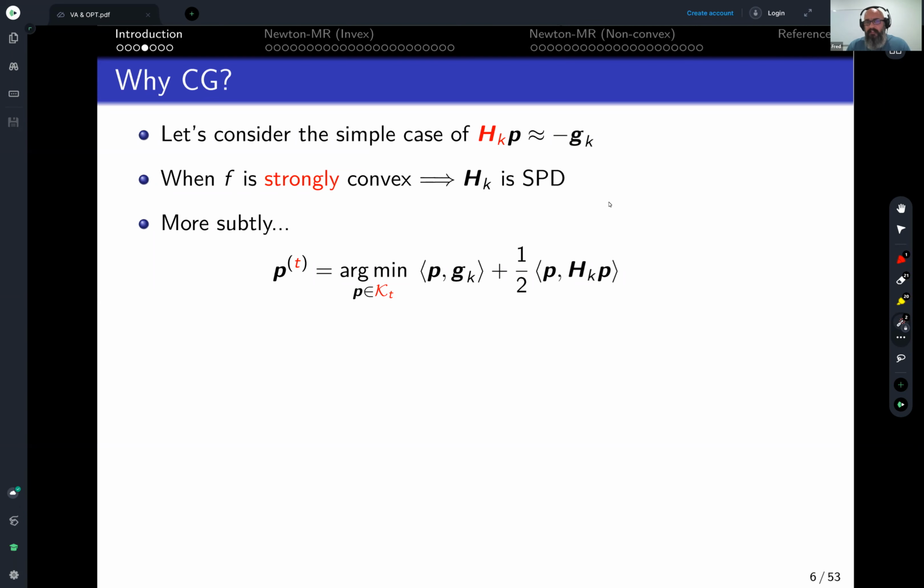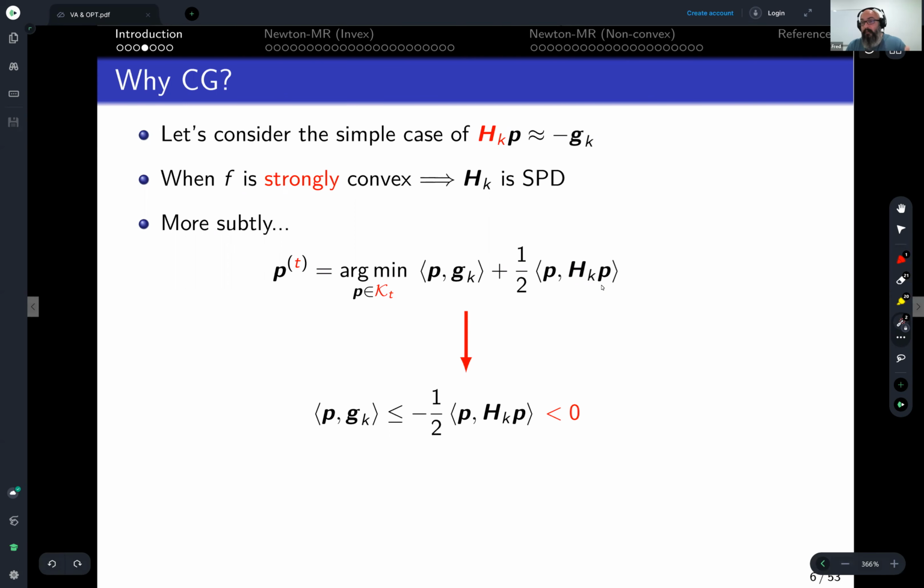It is because since K is a subspace, obviously it includes the zero vector. As a result, the objective value of this subproblem is always going to have to be a negative or non-positive number. And as a result of this simple logic, when H is positive definite, the inner product between P and G is always going to be strictly negative, which is a property we want if we are aiming to get descent in our line search algorithm.